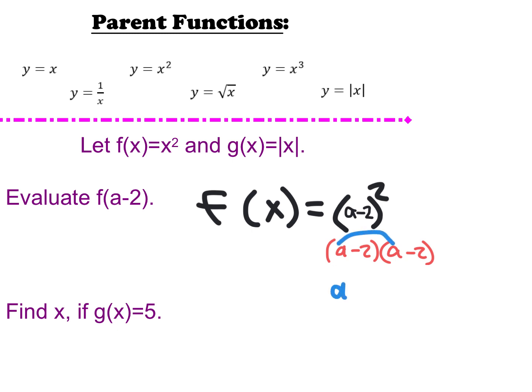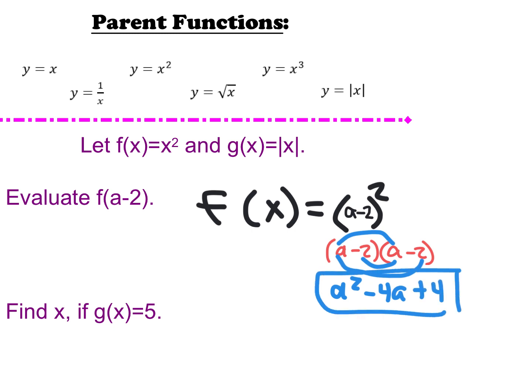A squared, and then minus 2a, and then the outside one. I always said that the inside and the outside one were the most important. Negative 2a and negative 2a makes negative 4a, and then negative 2 times negative 2 means plus 4. There's your final answer. You just stuck this into the f function and evaluated it. A lot of times your answers come out with variables in this class.